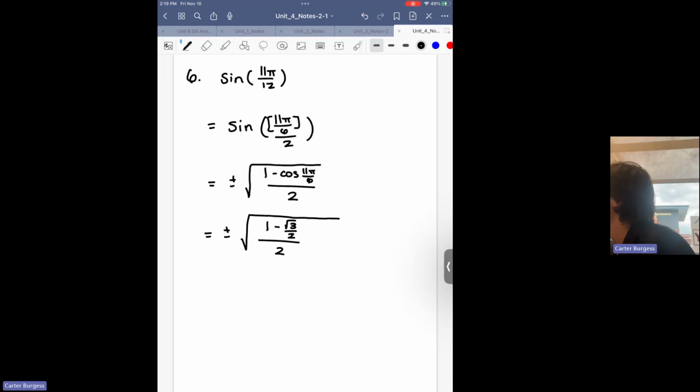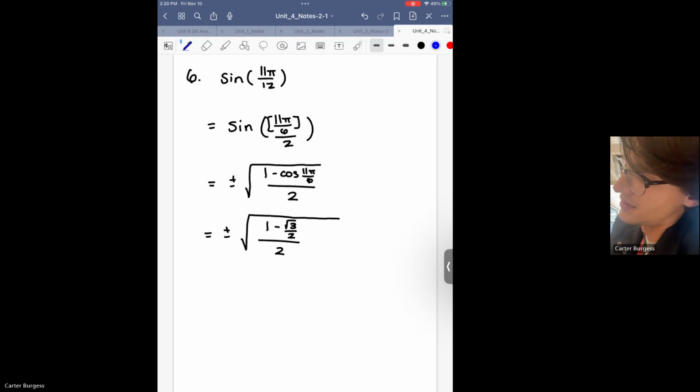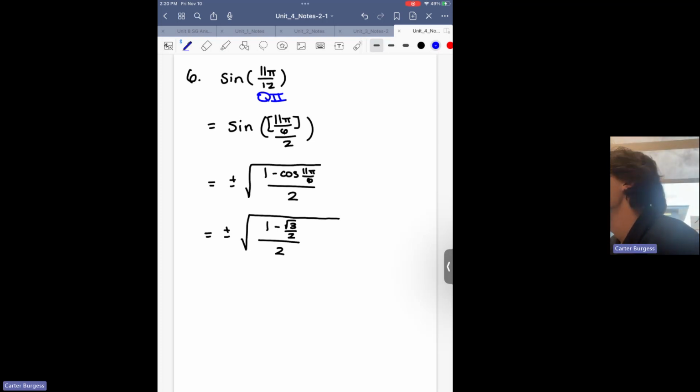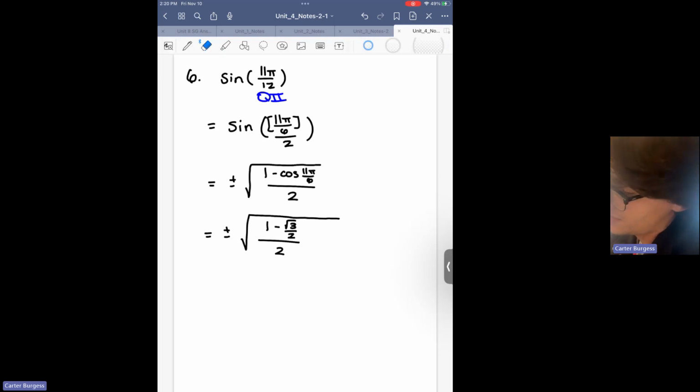Plus or minus. 11 pi over 12 lives where? What is this close to? 11 over 12 is really close to 1, but is it a little bit more or a little bit less? A little bit less. So where does this live? Second quadrant. 11 pi over 12 is a little bit less than pi, a little bit less than 12 pi over 12. So this is a second quadrant angle. And what do I know about sine of second quadrant angles? They are positive.